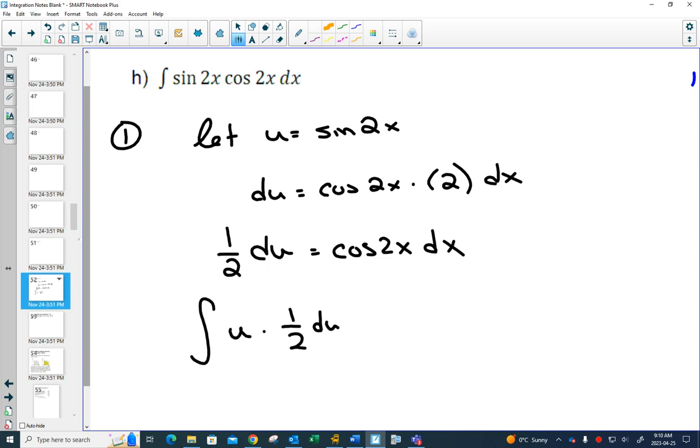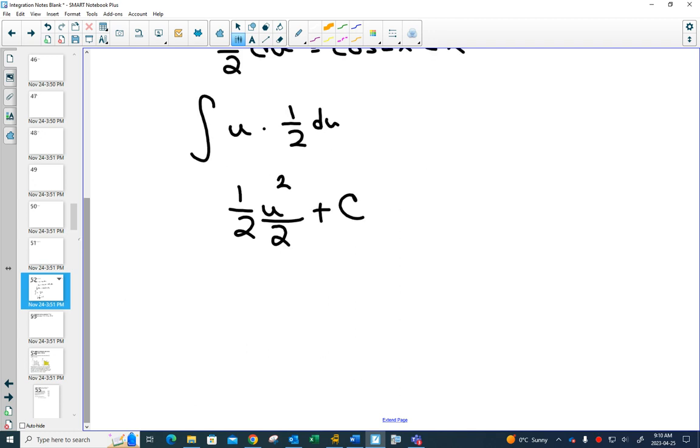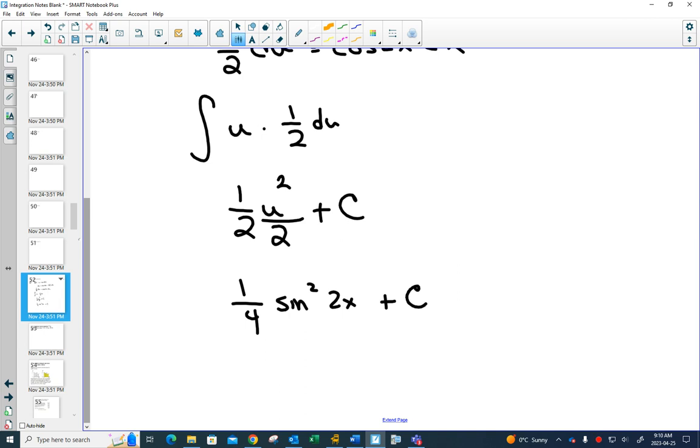So what would we do with this integral? Well, the 1/2 would stay. We add 1 to our exponent, and divide by our exponent, plus c. And you could substitute back. And if you would do the derivative of this function, you would get what we started with, which was sine 2x cos 2x. Perfect. Method 1.